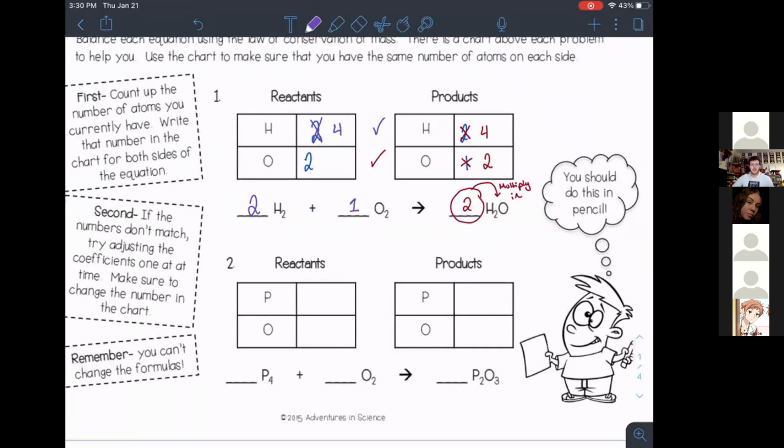All right, then I want you guys to go ahead and take about 2 minutes to try the next one on your own. Try and balance that equation, then we'll go through it together.